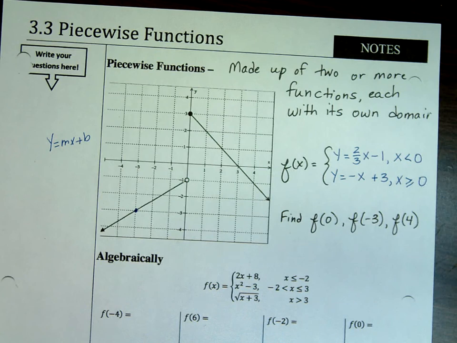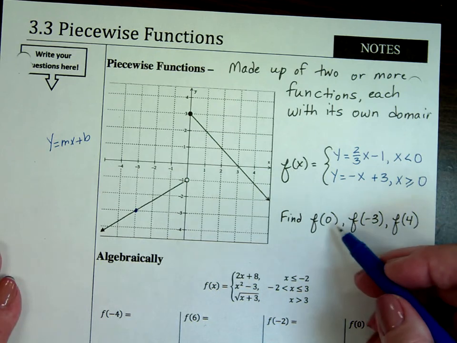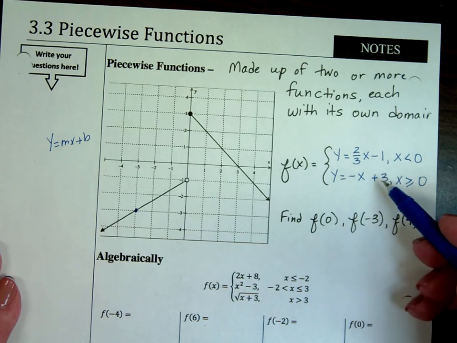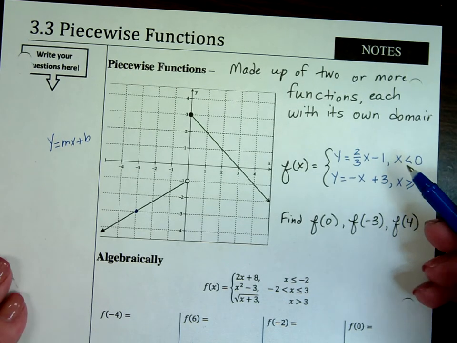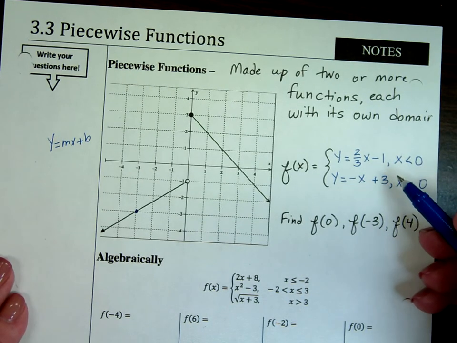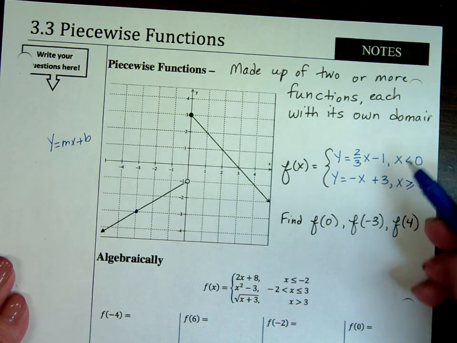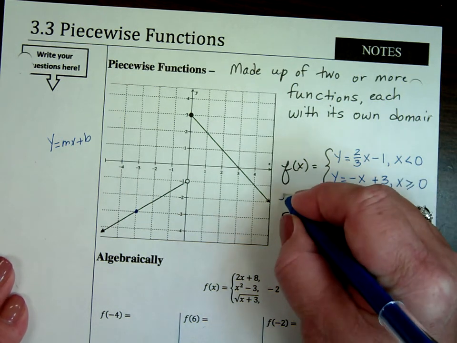Now they ask you to find f of 0, f of negative 3, and f of 4. So you have 2 equations to choose from. You're only going to use one. No matter what, whenever you're looking at these, even if they give you 10 equations, you're only using one. So you've got to pick which one works for the situation that you have. So f of 0 is the first one we want to find.